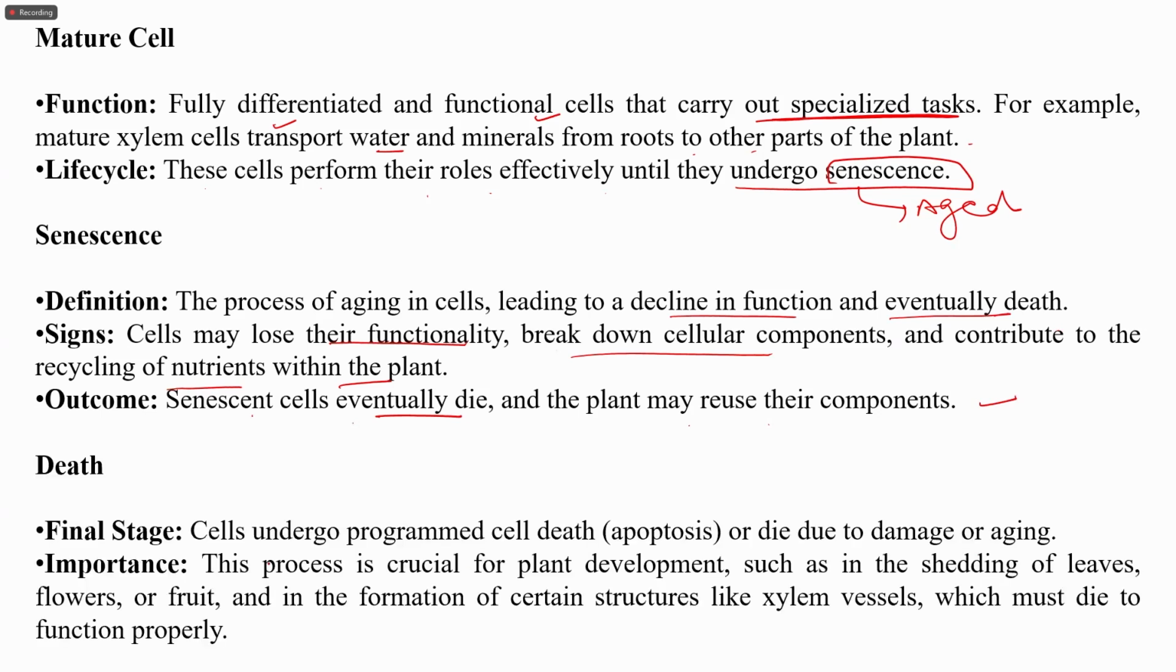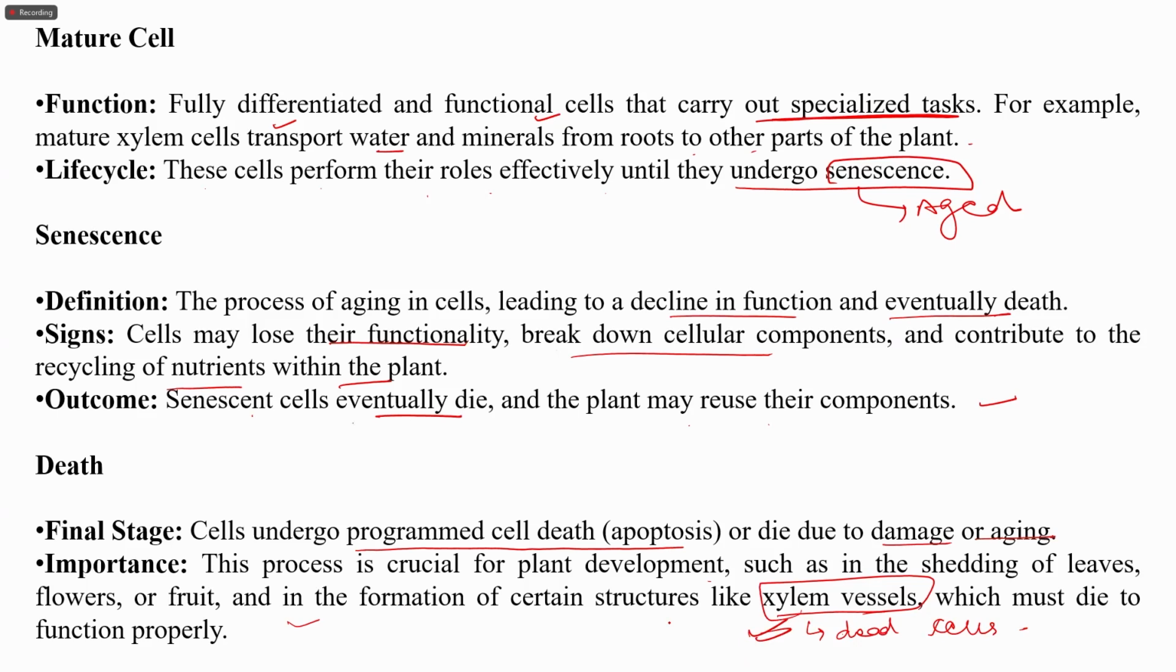It is the final stage where the cell undergoes programmed cell death, which is known as apoptosis, or dies due to damage or aging, which is necrosis also. Importance: this process is crucial for plant development, such as in the shedding of leaves, flowers or fruits, and in the formation of certain structures like xylem vessels, which must die to function properly. So xylem has to carry the water. So these xylem vessels are actually dead cells, so that they can carry out their functions properly.